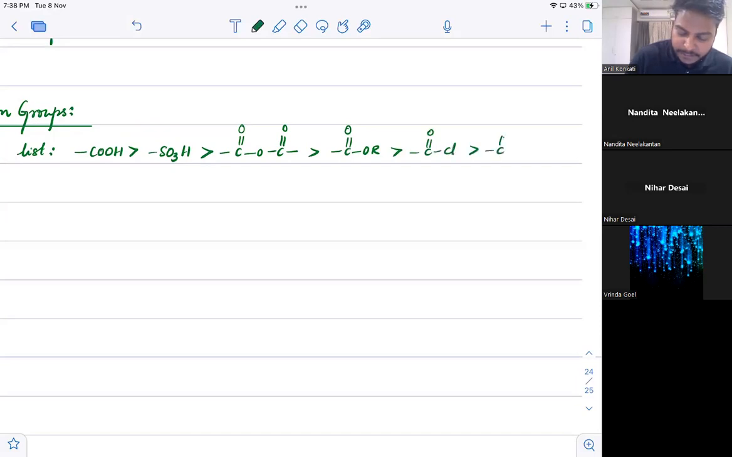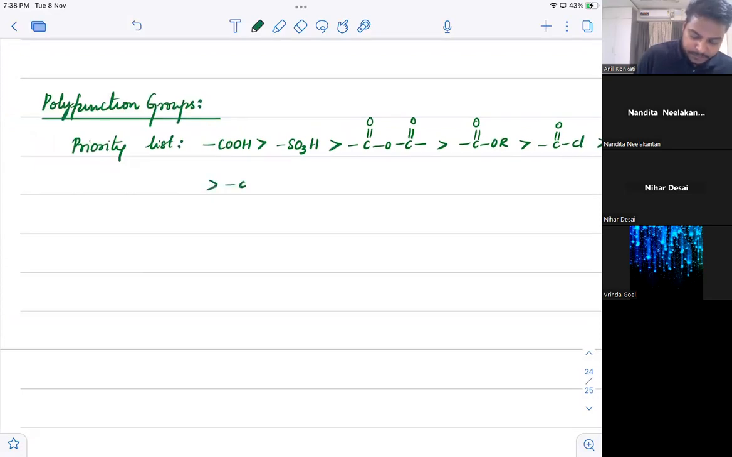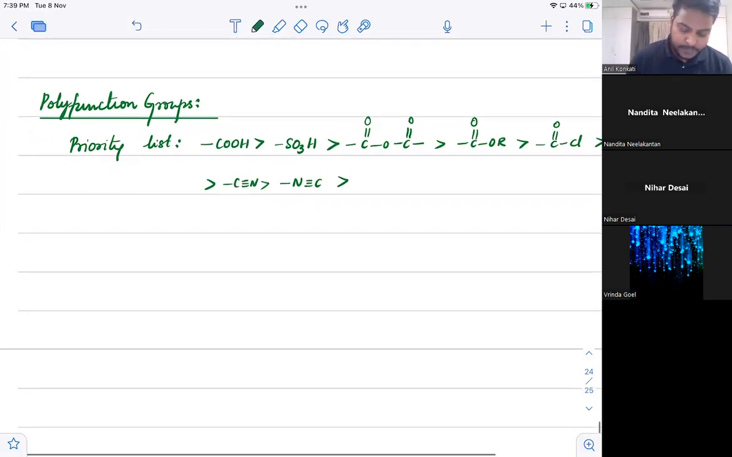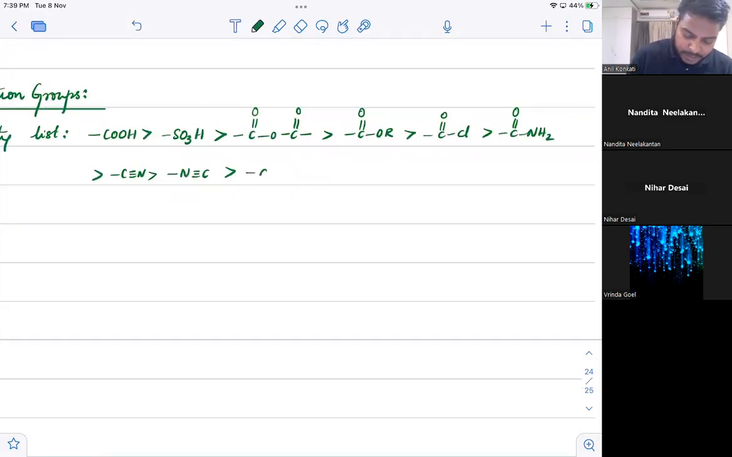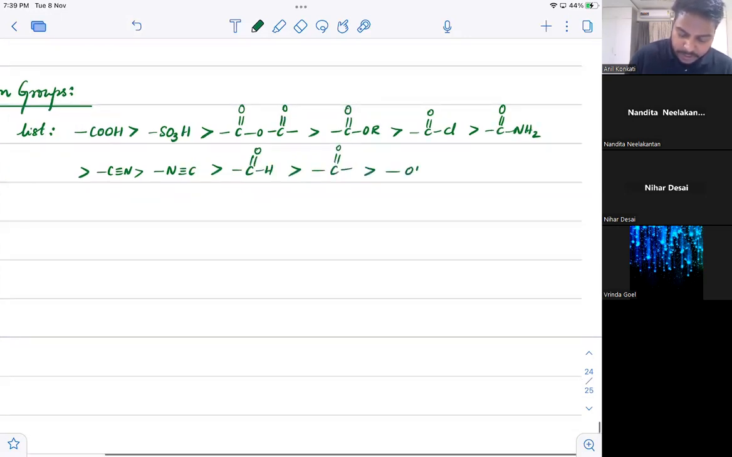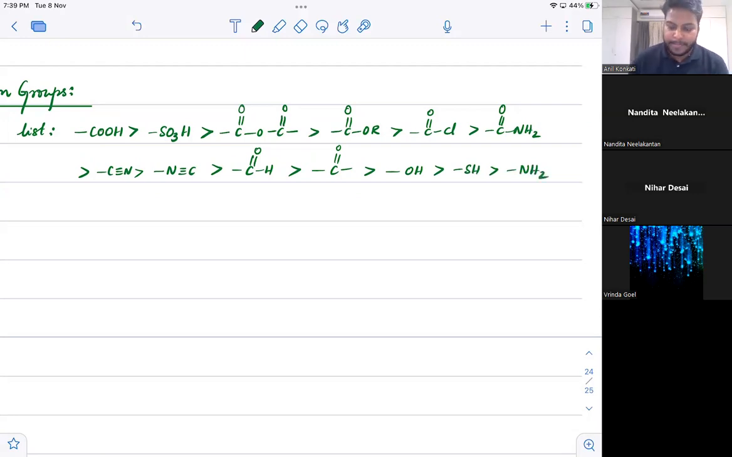Next comes amides, RCONH2. Next comes cyanides, then isocyanides. Cyanide is C triple bond N. I'll write the complete structure. Cyanides, then isocyanides. Next comes aldehydes, that is C double bond OH. This is aldehyde. Next comes ketones, C double bond O, and this is ketones. After that come alcohols. Then comes thioalcohols. Then comes amines, RNH2.